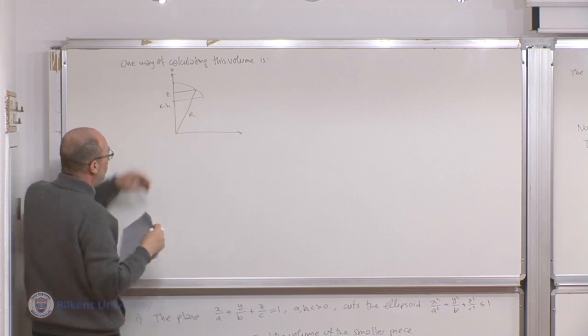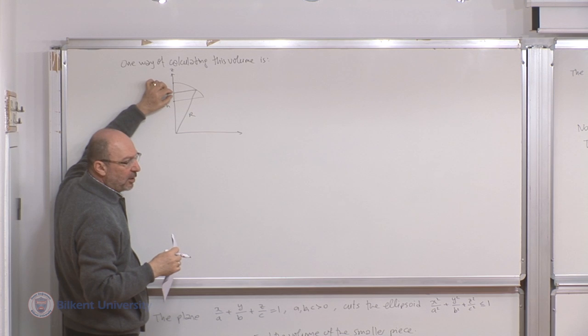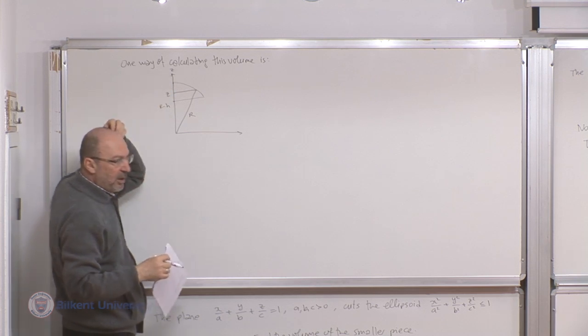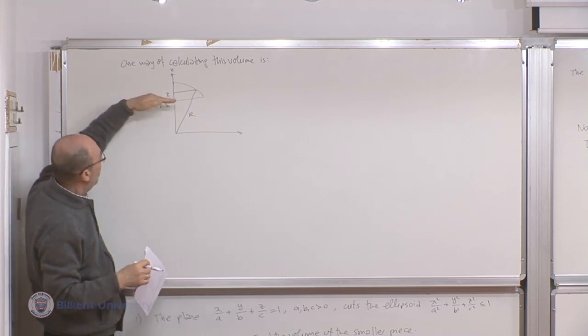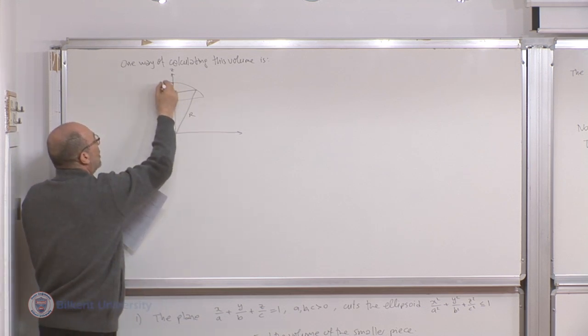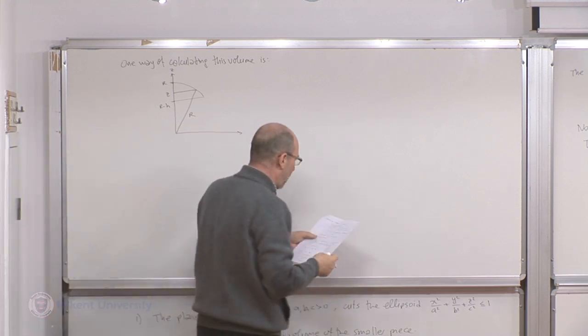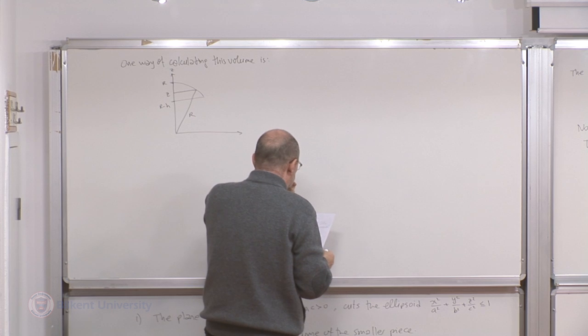So you see, I want to revolve this. I find the area of this multiplied by dz. That gives me an incremental volume. Then I add it from r minus h to r. So this point is r, and this point is r minus h.